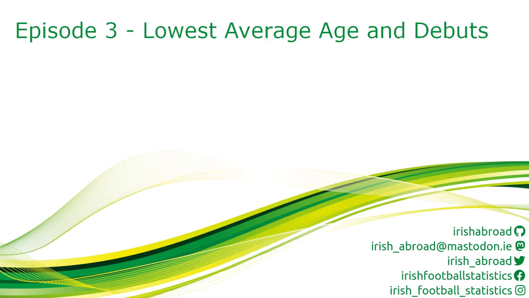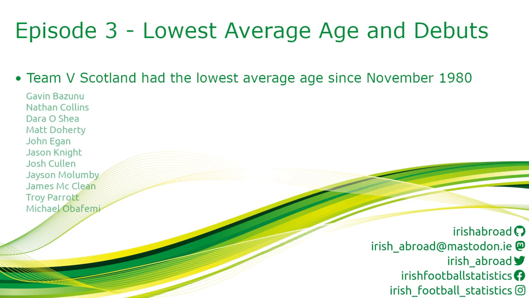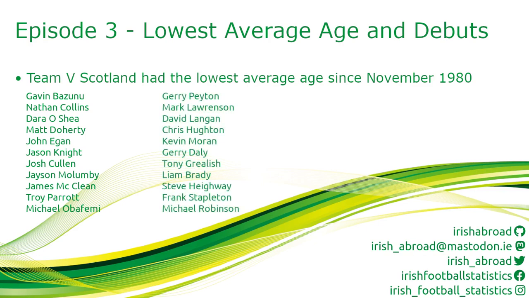Welcome back to our series of programming tutorial videos framed around developing football statistics, specifically based on appearance data for the Republic of Ireland senior men's team. In this episode, we're going to look at two statistics. First, that the team Stephen Kenny selected to face Scotland in September 2022 had the lowest average age of any team to start a competitive game since the 1982 World Cup qualifier against Cyprus in November 1980.